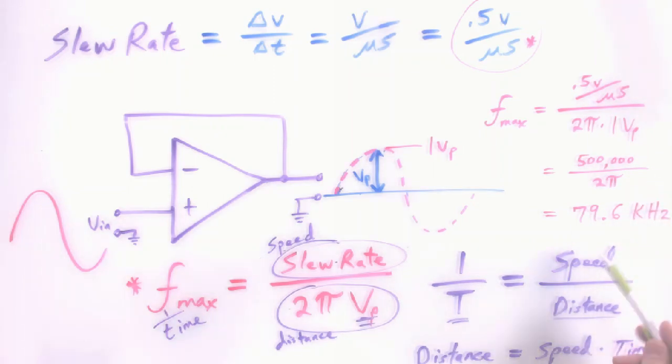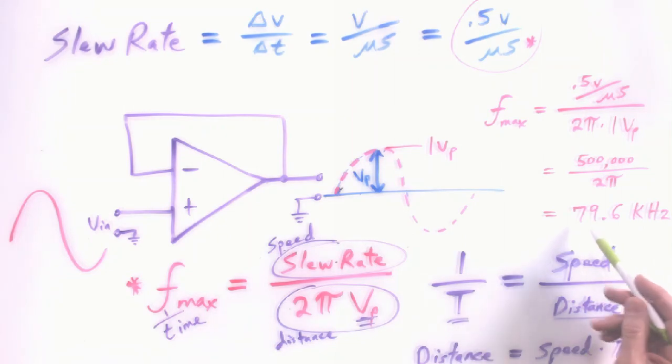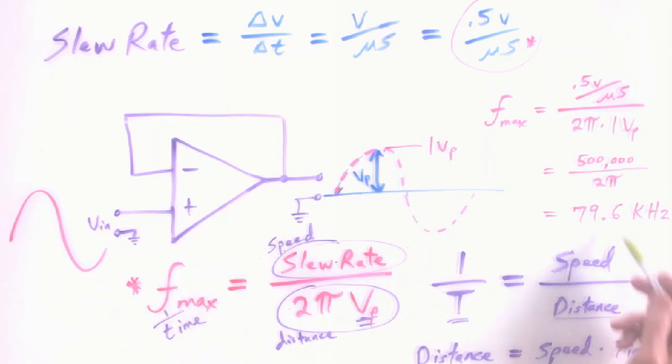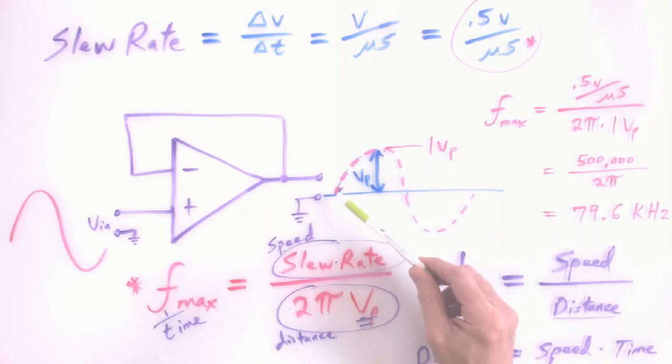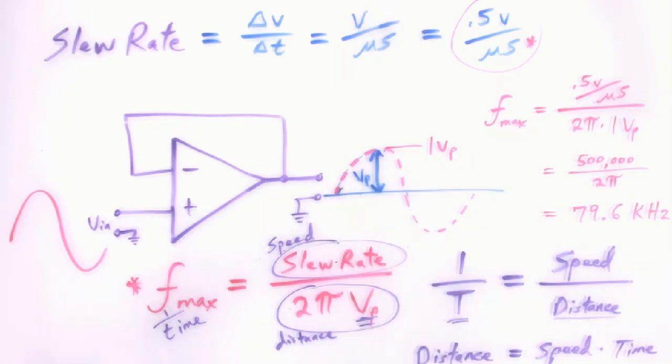What the formula is telling us is that this op amp with a 1 volt peak output signal can handle a sine wave frequency of 79.6 kilohertz. I rounded for that. If you go higher than that, you can expect some slew rate distortion where the output can't keep up. And the higher frequency you go, the worse the slew rate distortion would become.